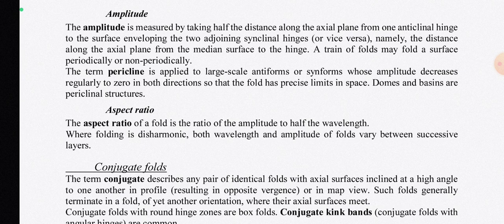A train of folds may fold a surface periodically or non-periodically. The term pericline is applied to large-scale antiforms or synforms whose amplitude decreases regularly to zero in both directions so that the fold has precise limits in space. Domes and basins are periclinal structures.